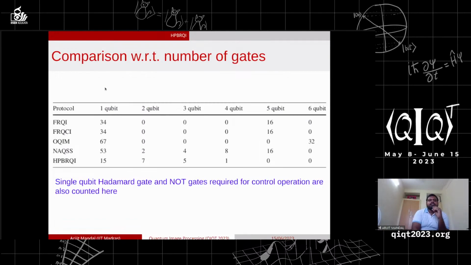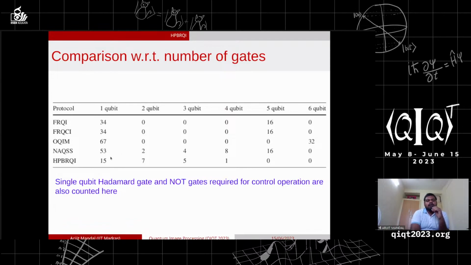The next thing is in terms of number of gates. As I already told you earlier, the basis vector representation method uses a huge number of non-local gates compared to the amplitude-based representation. I made a comparison between some amplitude-based representation algorithms and HPBRQI. We can see that our HPBRQI images use a lesser number of gates than the other protocols.